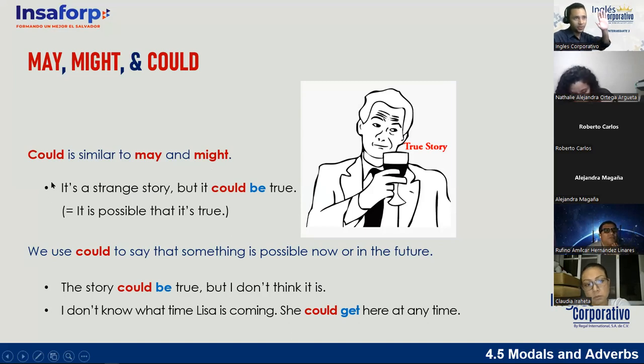Who can help me read this example, please? I need a volunteer. I need a volunteer to help me read this.